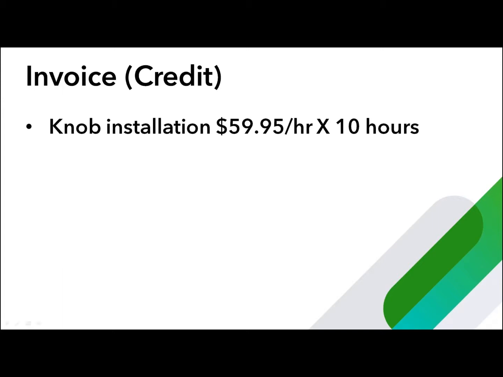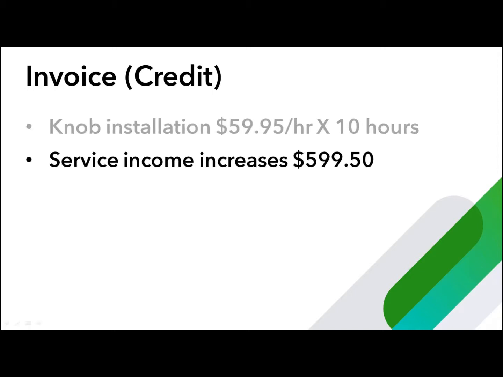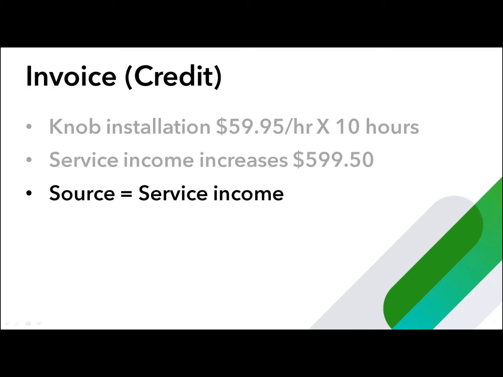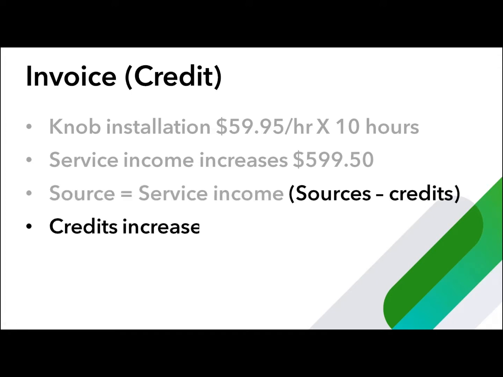You charge $59.95 an hour for doorknob installations. You need to invoice a customer for 10 hours of installation. The service income account should increase by $599.50. The source of the money is service income. Remember, sources are usually credits. This makes sense because credits increase income accounts.